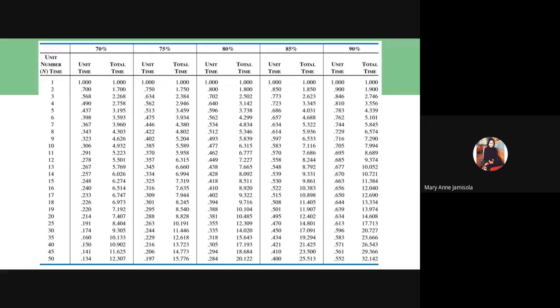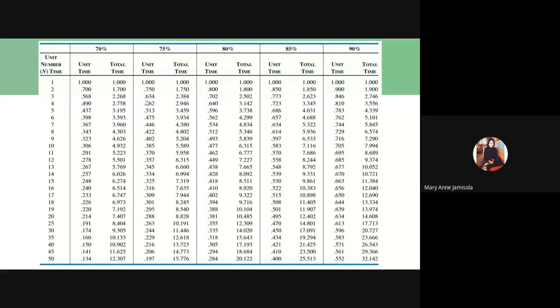For example, if the learning rate is 75% and you are asked to compute the hours required to finish the third unit only, you will look at 75% and match it with the number of units. In my example, 3. So 3 under 75% is 0.634. And that is your coefficient. Again, you will use this if what is asked is the number of hours required to finish that particular unit.